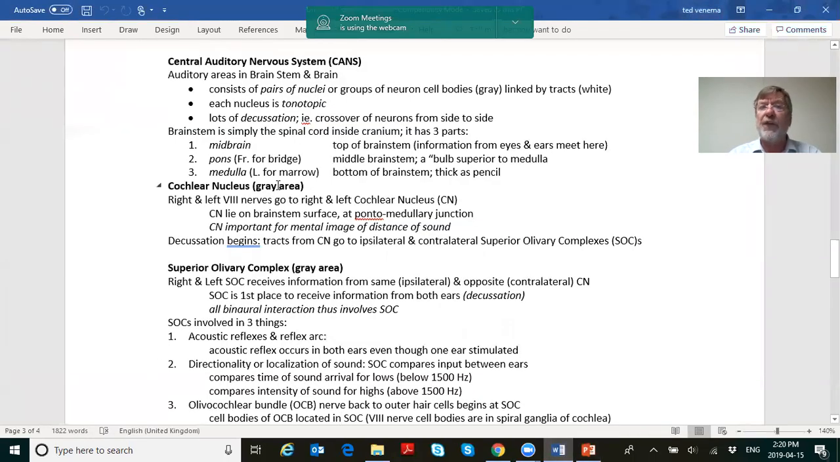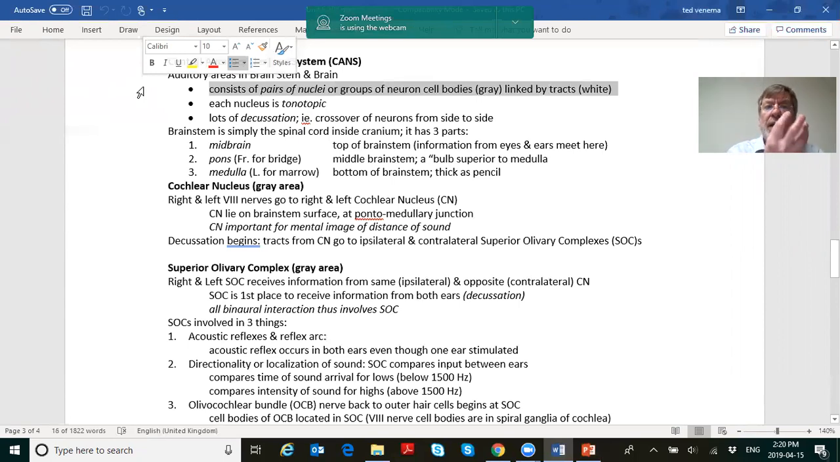Now we leave the eighth nerve and start looking at the central auditory nervous system, CANS. Auditory areas in the brain stem and brain consist of pairs of nuclei, gray areas, or groups of neuron cell bodies, linked by white tracts. Remember, tracts are the white myelinated axons in the central nervous system. Nerves are white myelinated axons in the peripheral nervous system. So nuclei are like ganglia, groups of cell bodies. Tracts are like nerves, the white myelinated parts of the neurons themselves.